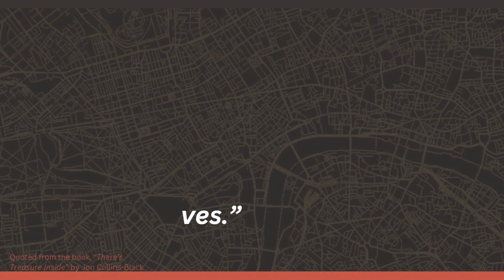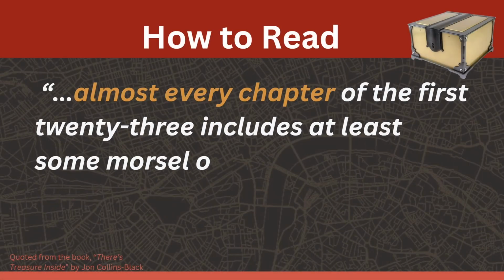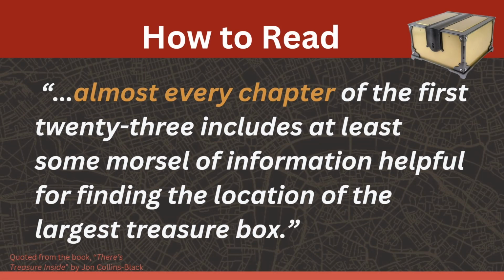And if you continue, it later says almost every chapter of the first 23 include at least some morsel of information helpful to finding the location of the largest treasure box. So this is telling us there is something in pretty much every chapter. Perhaps the one that doesn't have something is missing or will help confirm the clues in the other ones. But in any case, each one has something to do with it. And in the patterns, we'll kind of look more at least how I would assume someone who is making a treasure hunt would put it there.